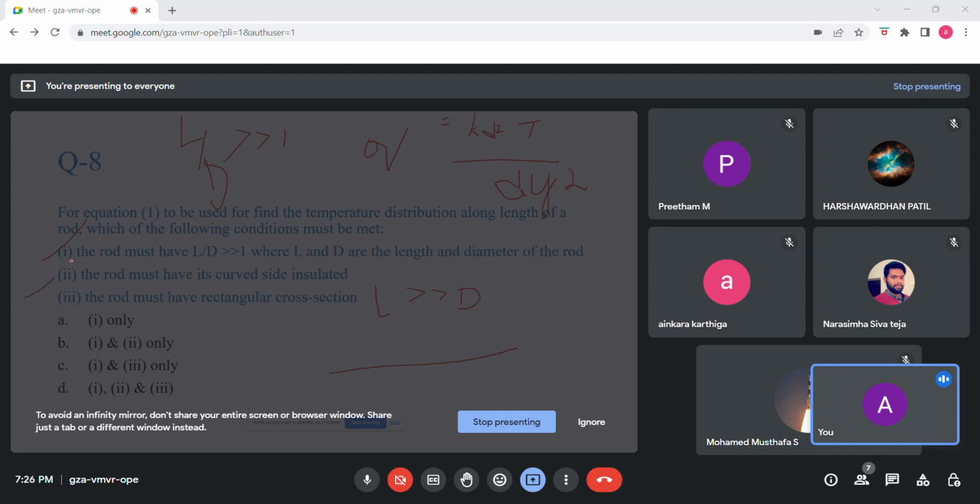It need not be true. And rod must have rectangular cross section. It also need not be true. It can be given for any cases, but it should be one dimensional. So option 1 only, I mean option A, that is 1 only needs to be met to achieve this condition. Answer is option A.